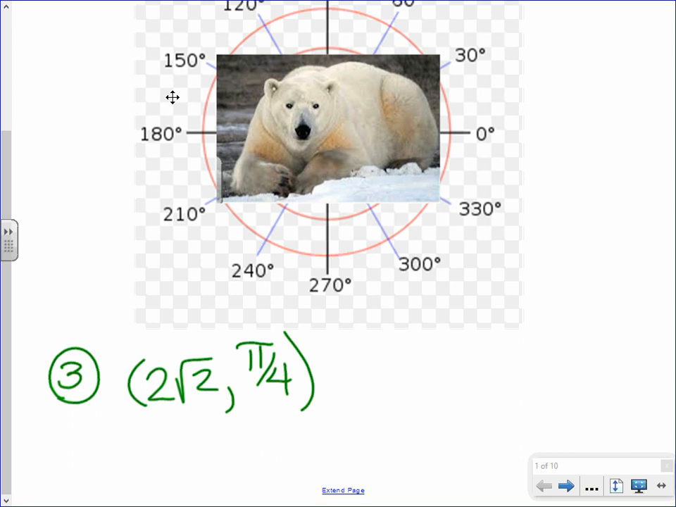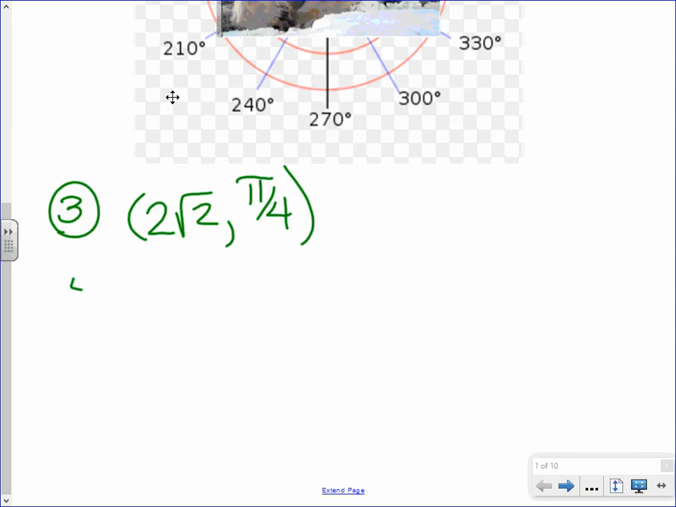What did you use to help you get those numbers? Pythagorean theorem assisted you with the distance that you walked, the r, correct? What about the angle? The triangle relationships. Okay, good. How about in number 4?